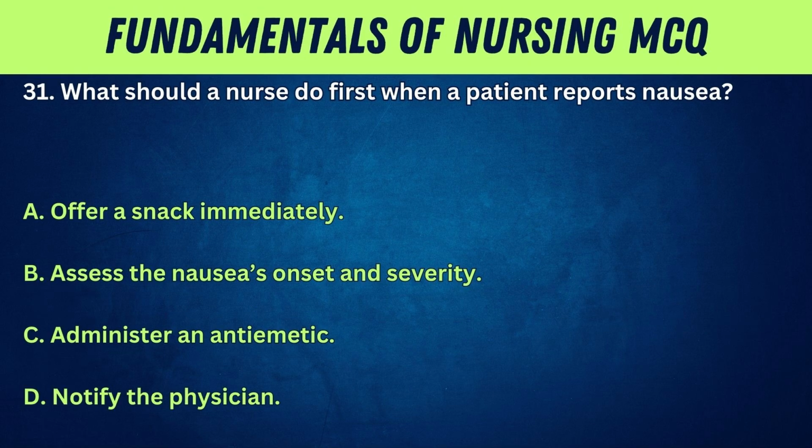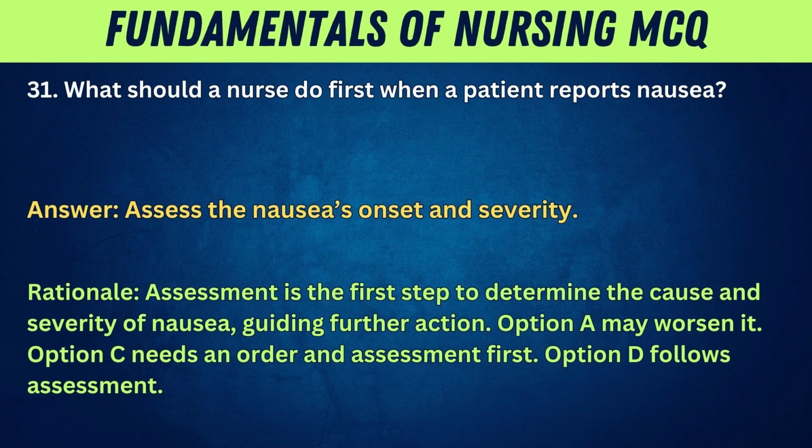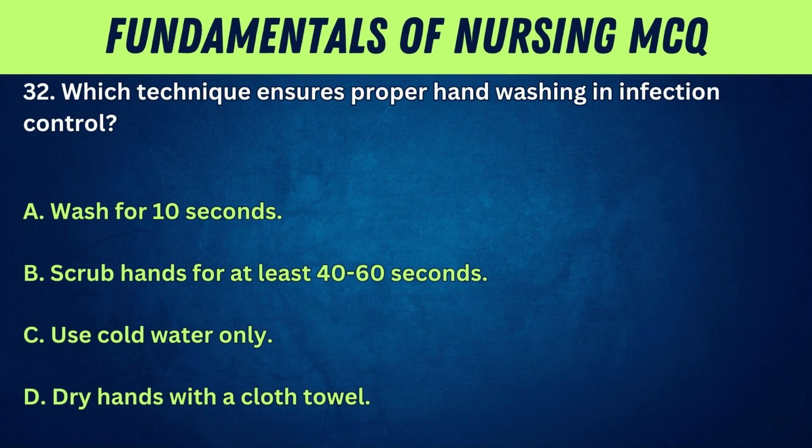31. What should a nurse do first when a patient reports nausea? A. Offer a snack immediately. B. Assess the nausea's onset and severity. C. Administer an antiemetic. D. Notify the physician. Answer: Assess the nausea's onset and severity. Rationale: Assessment is the first step to determine the cause and severity of nausea, guiding further action. Option A may worsen it. Option C needs an order and assessment first. Option D follows assessment.